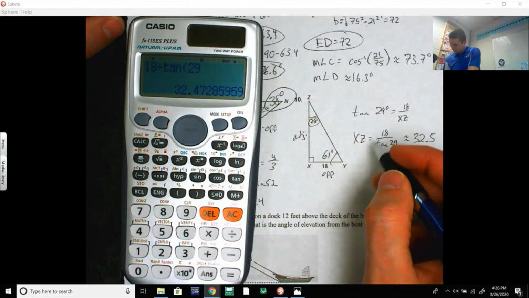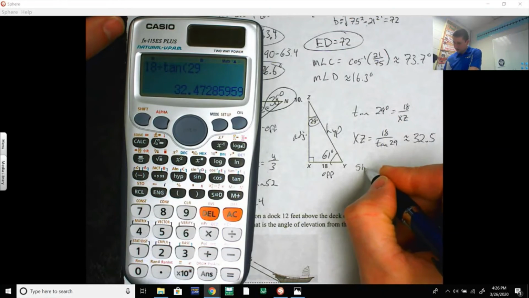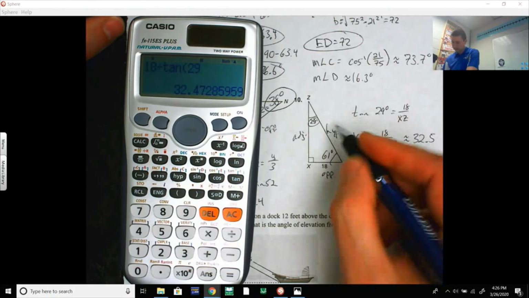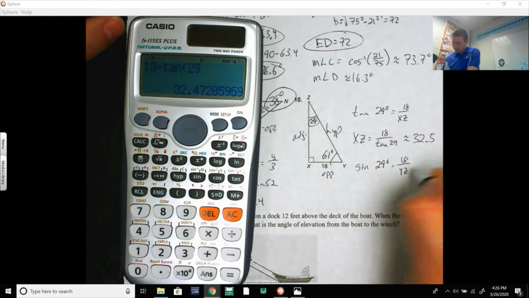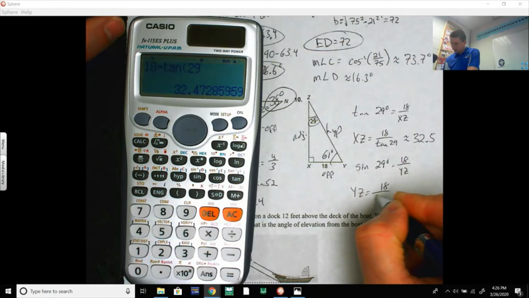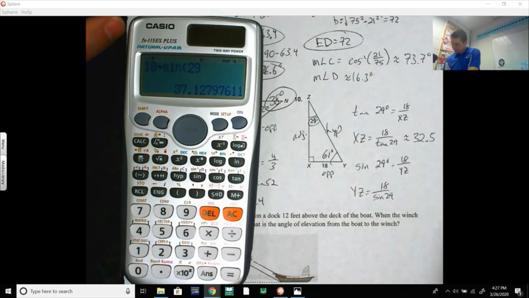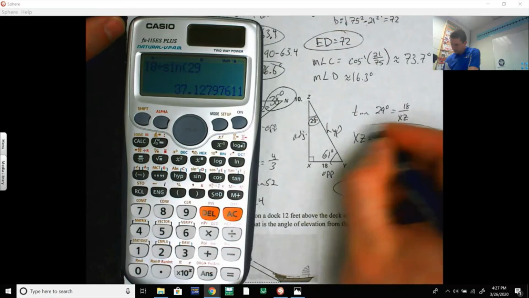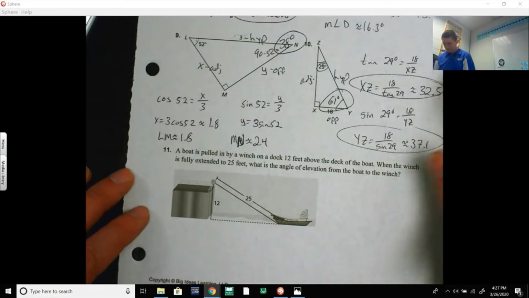I want yz, that's the hypotenuse. Opposite over hypotenuse is sine. So the sine of 29 degrees, going back to the 29, sine is opposite over hypotenuse. Opposite, which is 18, over yz, the hypotenuse. So yz would equal 18 divided by the sine of 29, which is 37.1. And that. Okay.